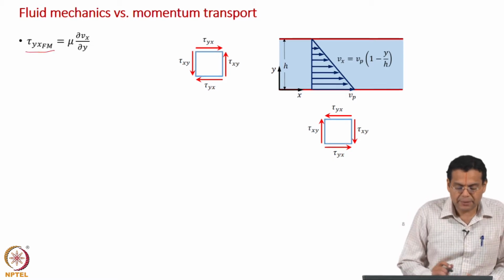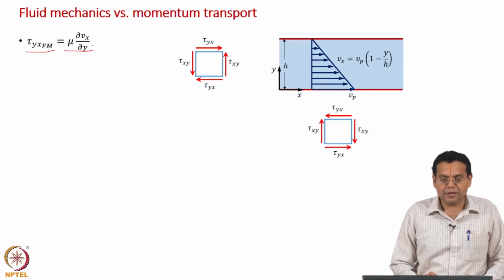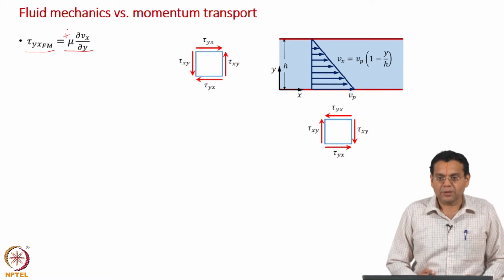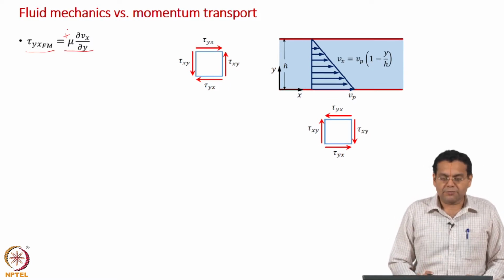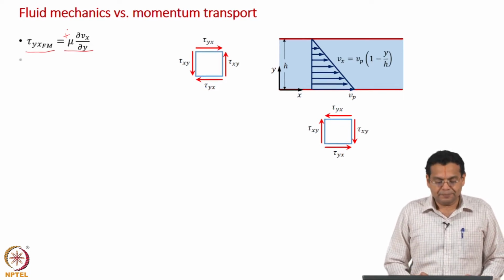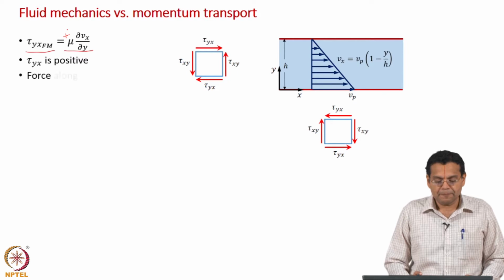Tau ix in fluid mechanics was given by mu dou Vx by dou y. To be more specific, there is a positive sign, because we now have a negative sign. So, let us be more specific. Tau ix in fluid mechanics is mu dou Vx by dou y, and suppose we say tau ix is positive, what does it mean?